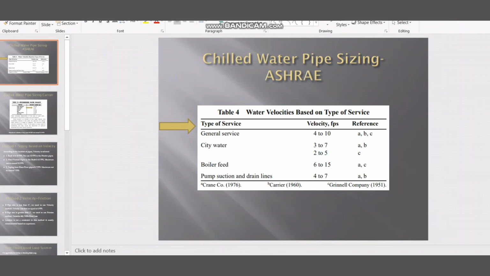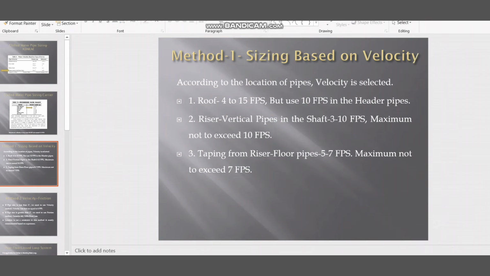Similarly, if you go to the ASHRAE application handbook, you can see the pipe sizing limits for general service, city water, boiler feed, pump suction and discharge lines, and drain lines. Here the first method is called sizing based on the velocity method.